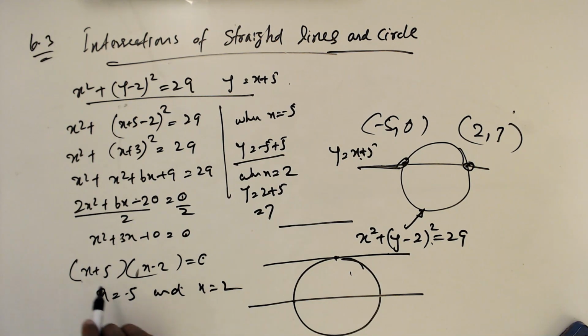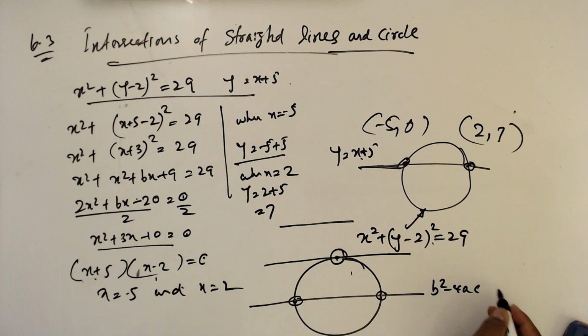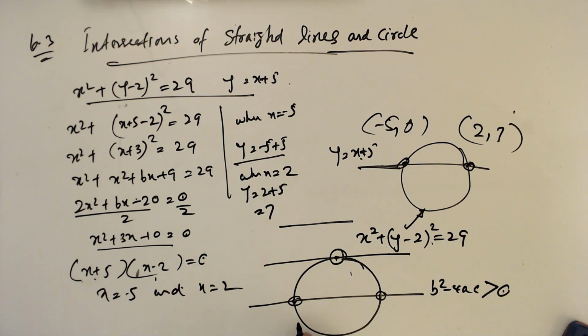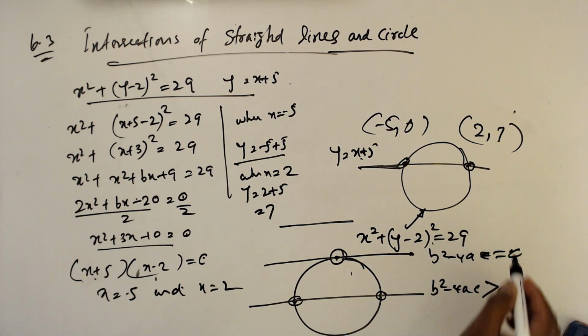Now we can see that this is a quadratic equation. We have two solutions. It means it intersects in two places. Assume you have a quadratic equation and it has one repeated root, one root. It means it will touch. To have two roots, b square minus 4ac greater than 0 for this quadratic equation. To have one root, b square minus 4ac has to be equal to 0.